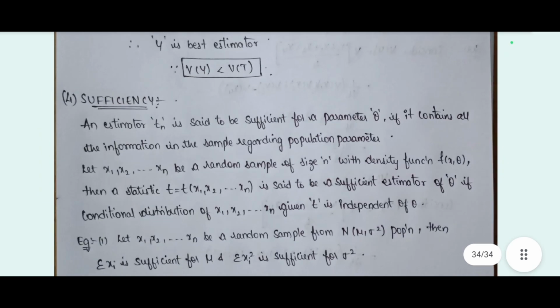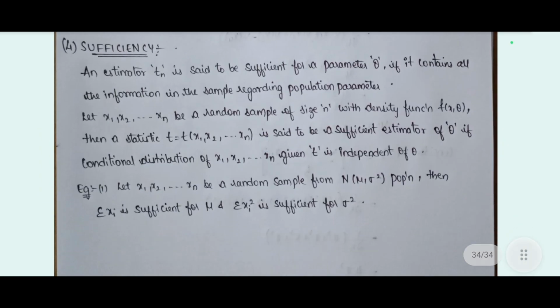Next, the most important topic, that is called sufficiency, efficiency and sufficiency calculations. An estimator Tn is said to be a sufficient estimator for the parameter theta if it contains all the information in the sample regarding the population parameter.